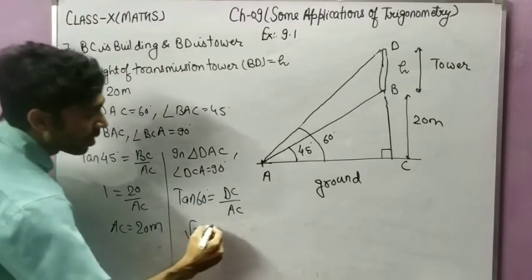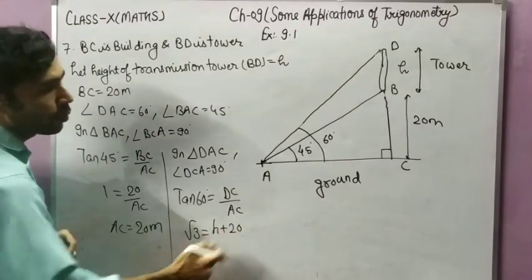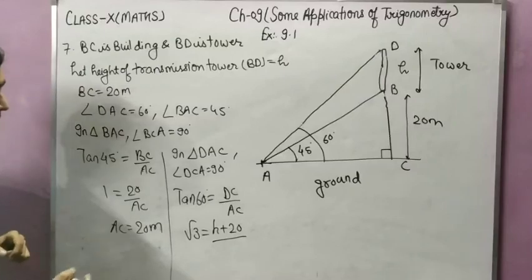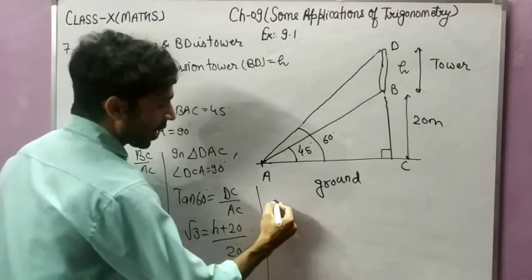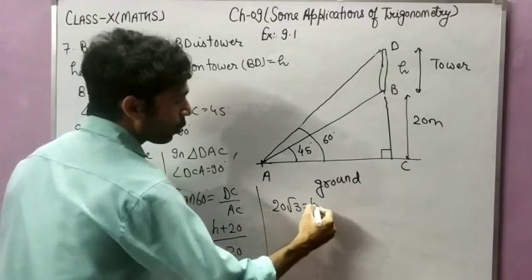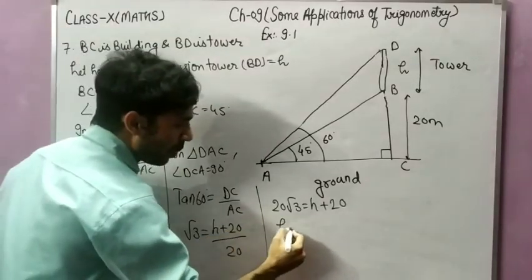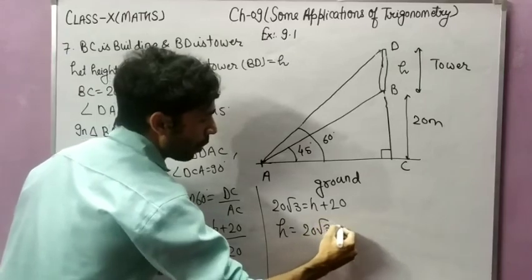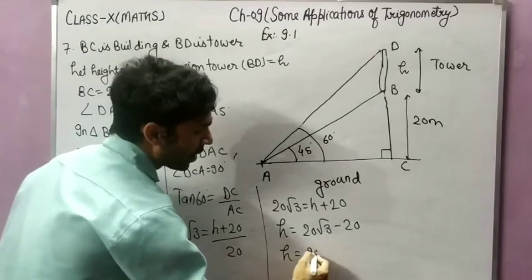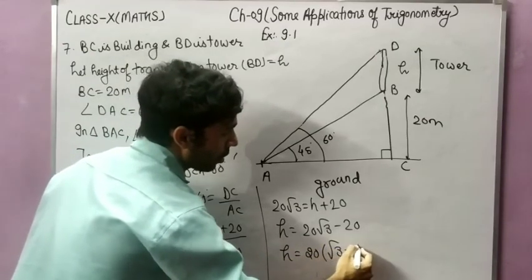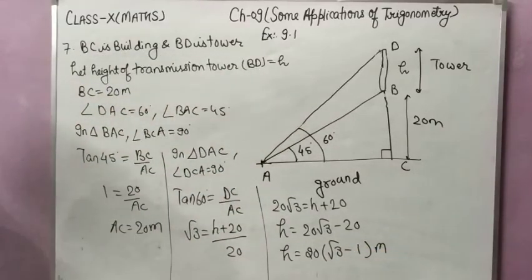DC can be written as H plus 20, and the AC value we have already calculated, that is 20. So by cross multiplying we get 20√3 equal to H plus 20, and we have to calculate the value of H. So the value of H will be 20√3 minus 20, or you can take 20 as common. Inside the bracket √3 minus 1 will come. So this will be the height of the transmission tower.